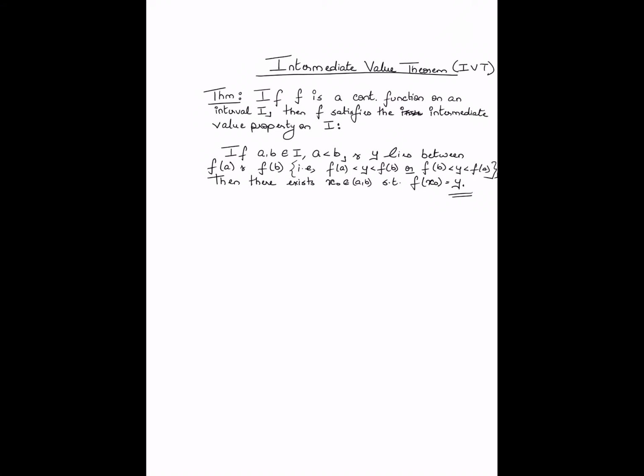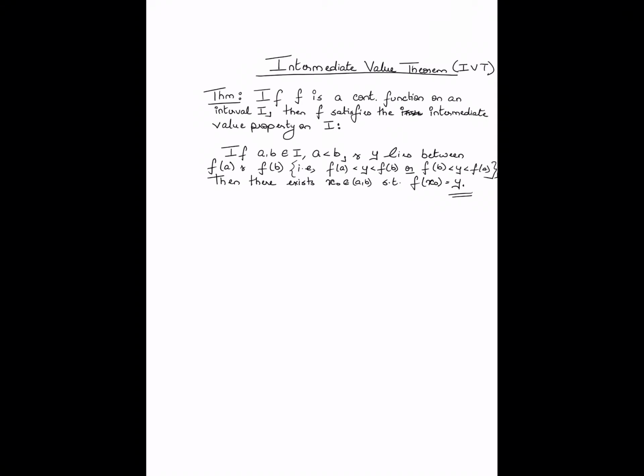The statement of the theorem is what I have already put on the screen, namely that if you have a function f that is continuous on an interval I, remember in this case we are not restricting ourselves to open or closed intervals, right? I is any interval. Then f satisfies the so-called intermediate value property. And what is this intermediate value property?